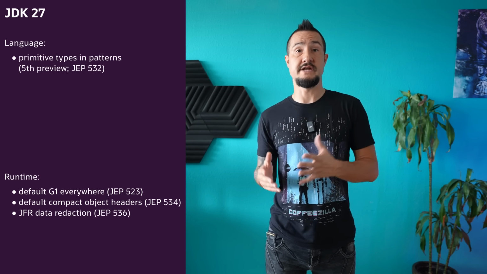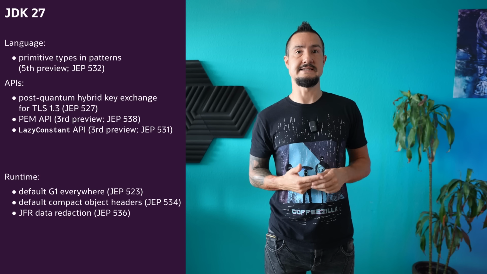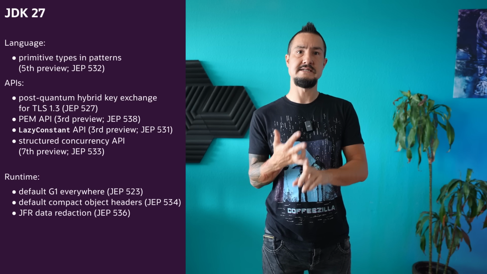With that, we come to API additions, which make up the bulk of JDK 27. The JDK's TLS 1.3 implementation now supports 3 new post-quantum hybrid key exchange schemes. The PAM API sees a number of changes that require a third preview. The lazy constant API also goes into its third preview with minor changes that remove its imperative API and add lazy sets. The structured concurrency API sees its 7th preview due to another set of interesting changes, one of them the addition of a generic type parameter for the type of exception thrown by join. And finally, there's of course the vector API, which is still waiting for Valhalla's new value types.